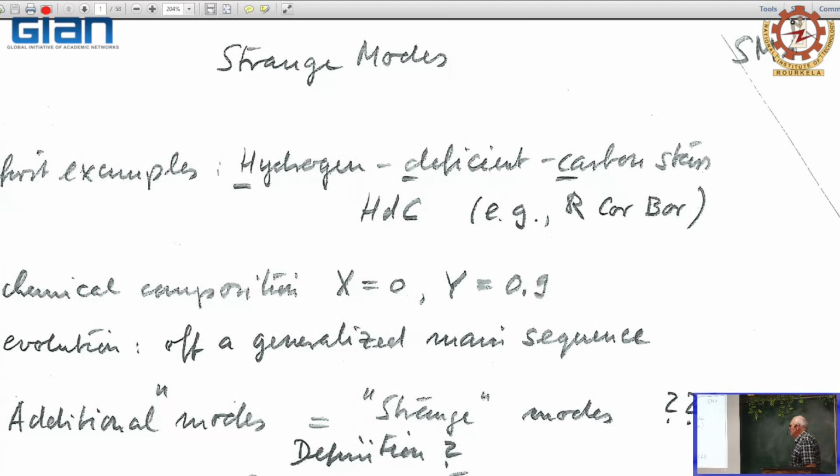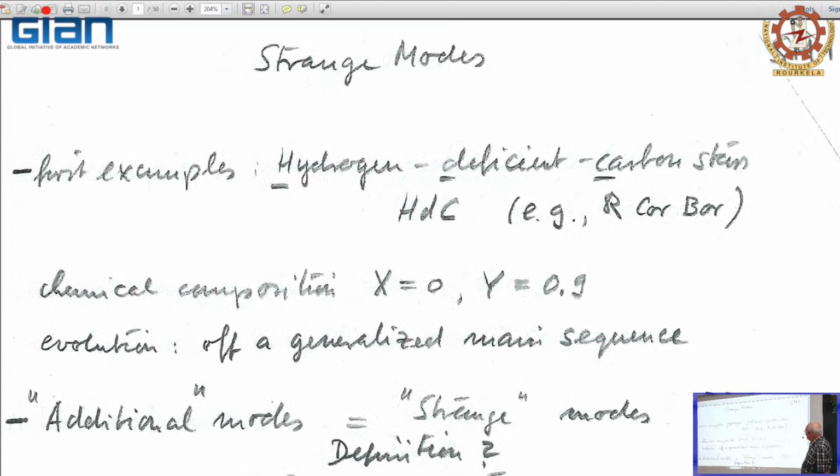The first example for the occurrence of these strange modes are the so-called hydrogen deficient carbon stars, or extreme helium stars. A prominent example is the star R Coronae Borealis. So this is the prototype of hydrogen deficient carbon stars. The chemical composition of these stars is almost zero hydrogen. They almost consist completely of helium, carbon and oxygen. So hydrogen deficient means there is almost no hydrogen.